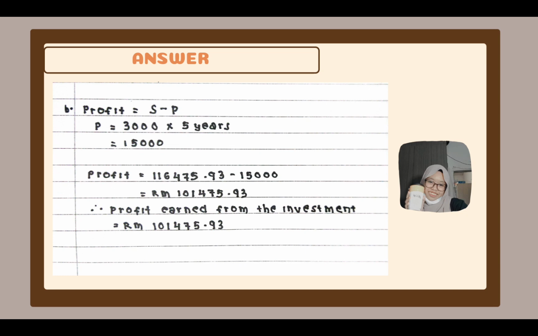So now we can find the profit. Profit equals to 116,475 ringgit 93 cents minus 15,000. So the profit earned from the investment is 101,475 ringgit 93 cents.